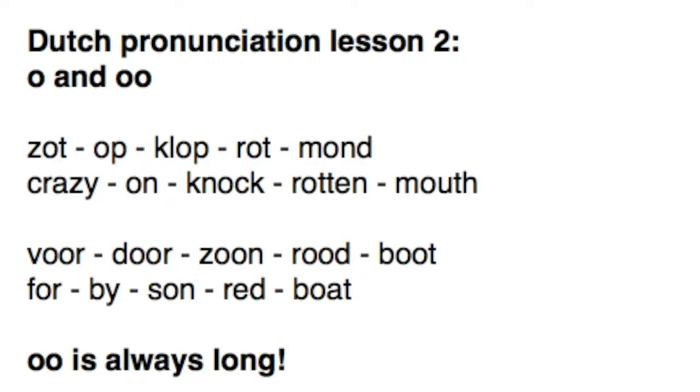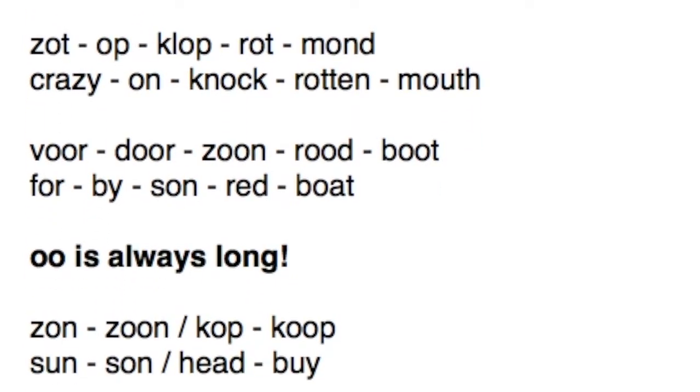This matters because it can change the meaning of the word. For example, zon means sun, and zoon means son. So you don't want your son to be the sun. Right. All right, so that's zon and zoon. And then there's another one, kop and koop. Kop is a head and koop is a buy, the imperative of buying. So that's kop and koop.